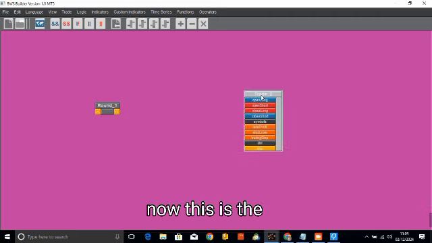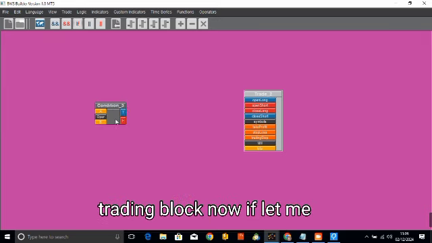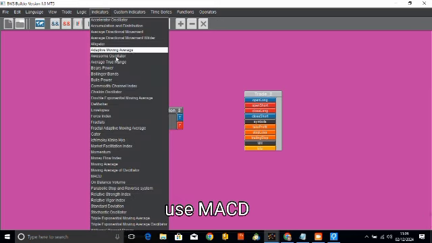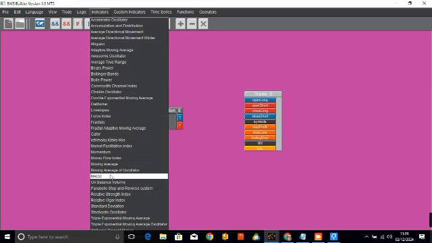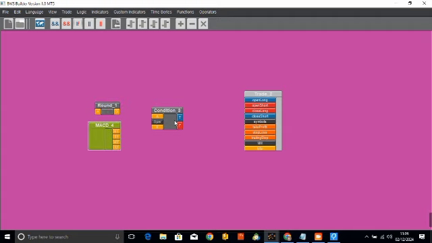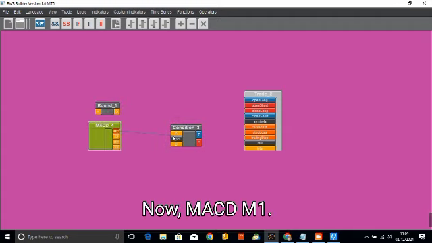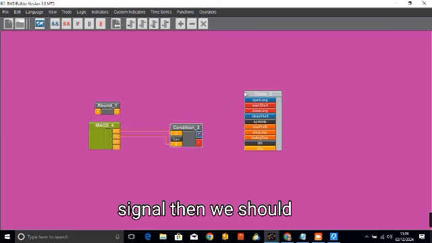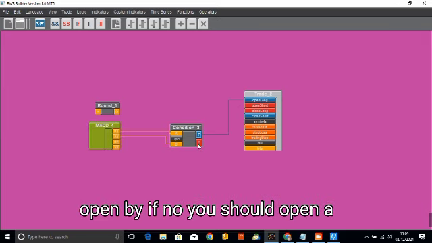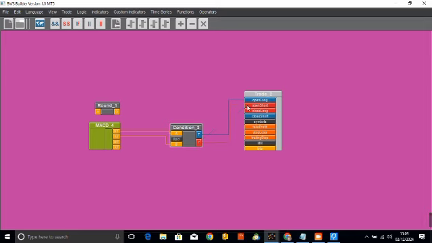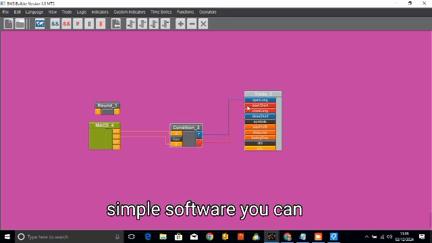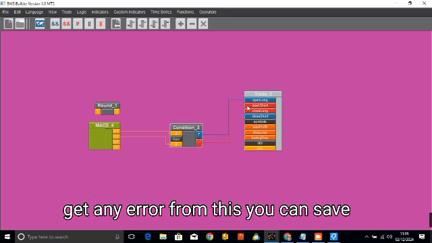Now this is the trading block. Let me use MACD. Now MACD M1, if it is greater than signal, then it should open a buy. If not, it should open a sell. This is a very simple software. You can't get any error from this.